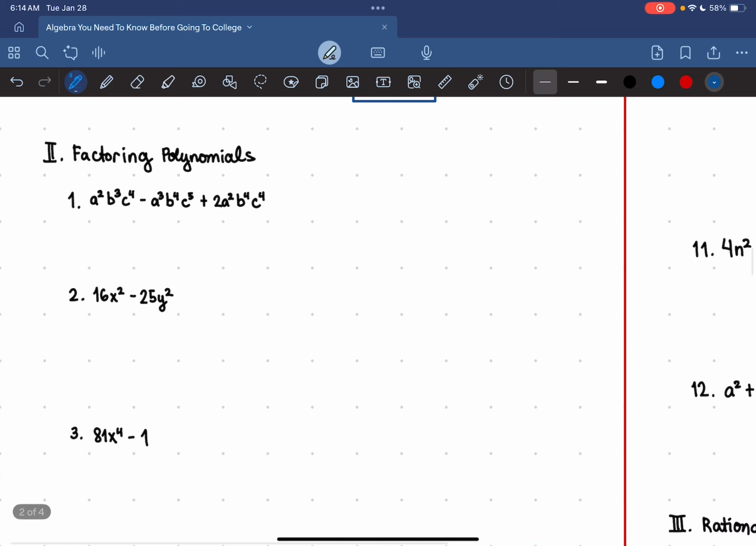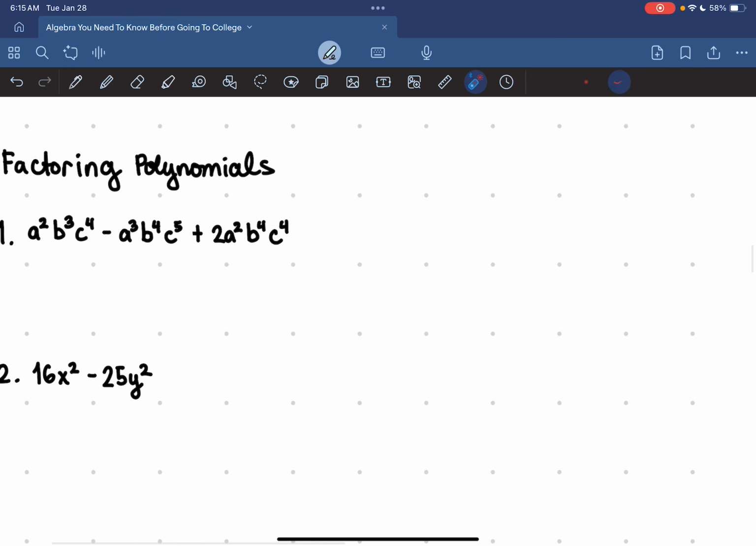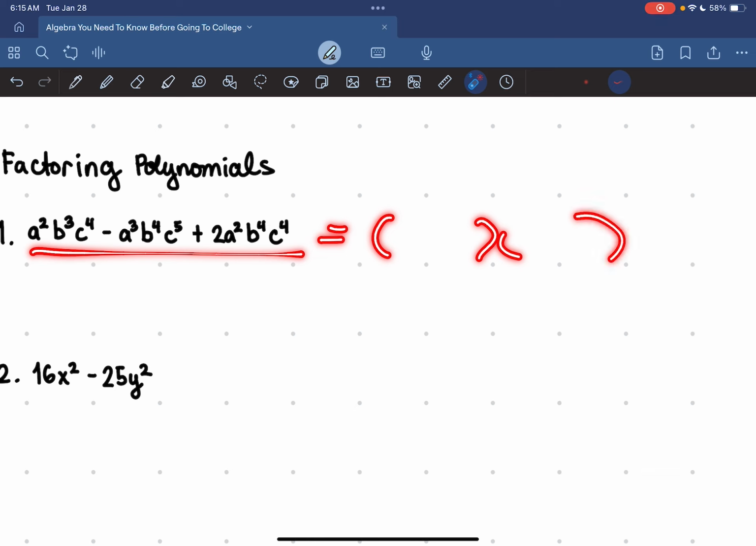So this one is also very important in college. So let's start with the first one. So for factoring polynomials, our goal is to have factors, basically, to be able to write, let's say, this expression to something like this, then this, or maybe this one, something like that.